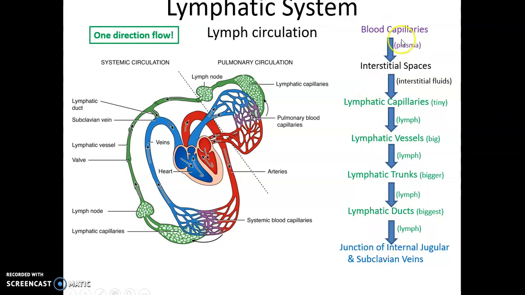So if you wanted to see the whole story, you have blood capillaries filled with plasma, the fluid of the bloodstream. Then some of the plasma will leave and enter the interstitial spaces. Within the interstitial spaces of our tissues, it is now the interstitial fluid. As the pressure builds up, the interstitial fluid will then enter the lymphatic capillaries. It is now called lymph. The lymphatic capillaries flow into the lymphatic vessels, which flow into the lymphatic trunks, which flow into the lymphatic duct, which then empties into the junction of the internal jugular and subclavian veins. And now it's blood plasma again.